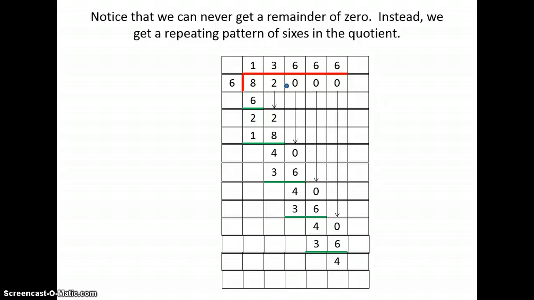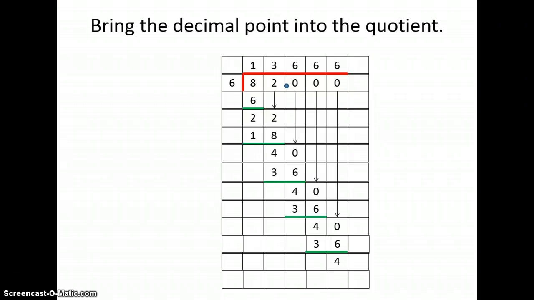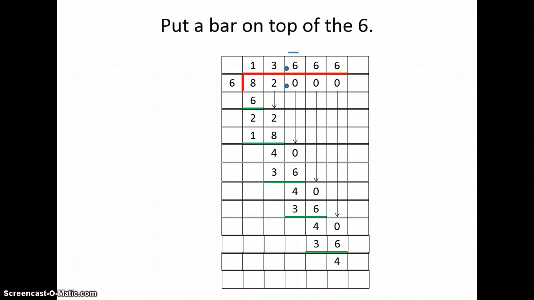So now I have a repeating decimal, or a repeating pattern in my quotient, these 6's. Well, once I notice that I have a repeating portion in my quotient, in the decimal part in particular, I can stop dividing. I'm going to bring the decimal point into the quotient. And since that 6 is repeating, I'm going to represent that by putting a bar on the top of it. So my quotient is actually 13 and 6/10 repeated.